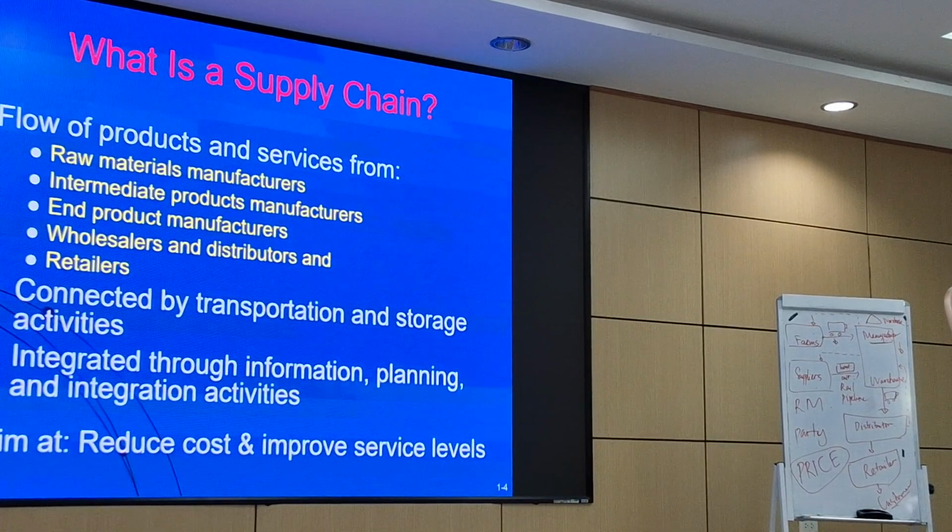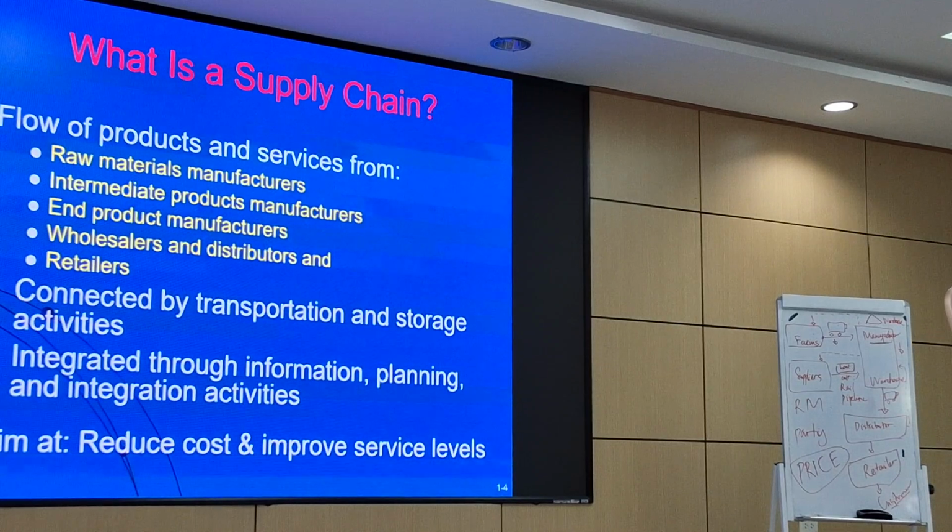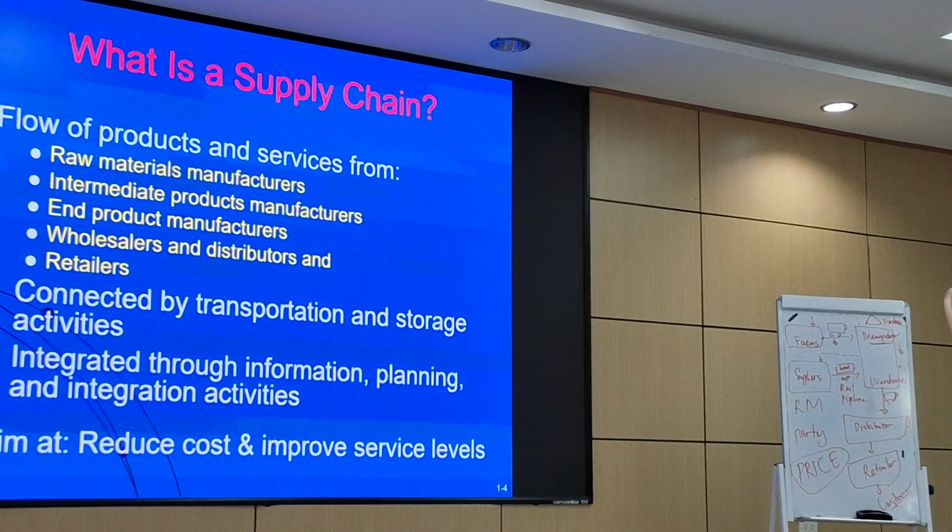So that is the reason why in supply chains today the aim is to reduce cost and improve the service level. Customers expect not only price but also quality and service. For example, if we have any trouble or complaint about the product, who will respond to the customer's expectation, right? Customers expect good delivery and other services. So in general, in the supply chain, we aim to reduce cost and improve service through the management of connected activities: transportation, storage, information, planning, and other integration activities.